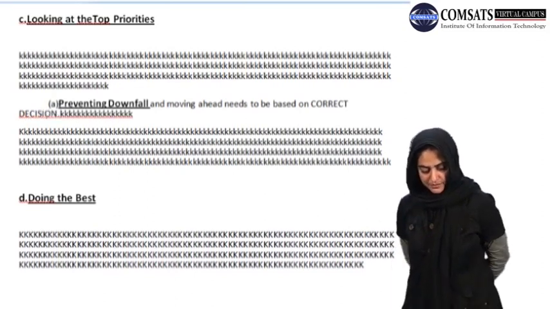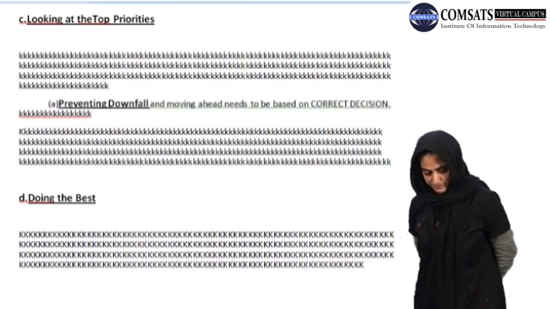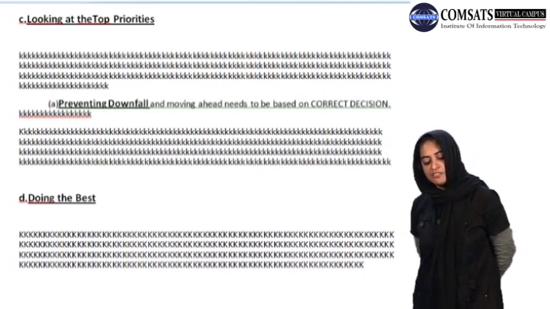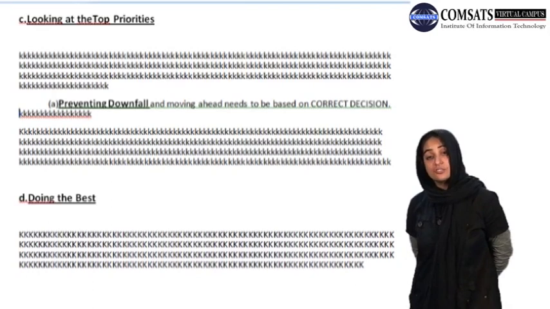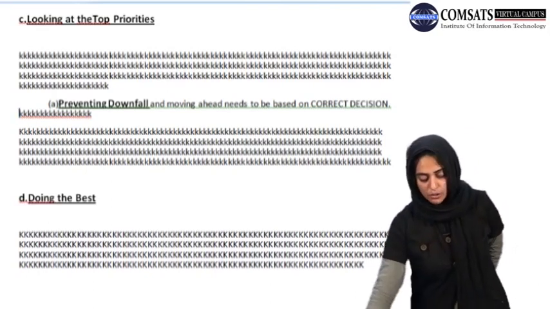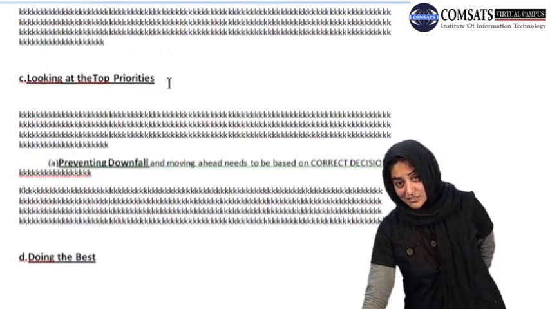Here, dear students, preventing downfall and moving ahead needs to be based on correct decision. Now, the heading is also the part of the first sentence of the text. That means this is the fifth degree of heading. Now, how to label this fifth degree of heading? First, as per the rules of the letter numeral combination style of labeling the headings, you should know one thing, that this fifth degree is making the subheading of only this third degree. Directly, dear students, have a look.